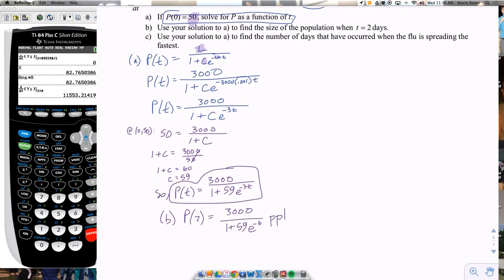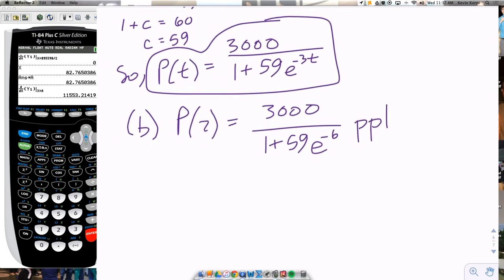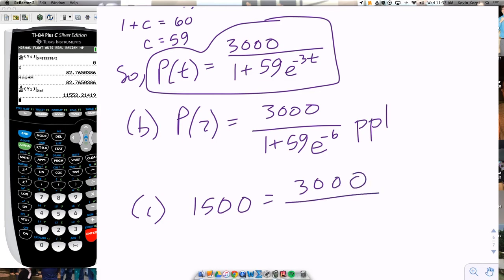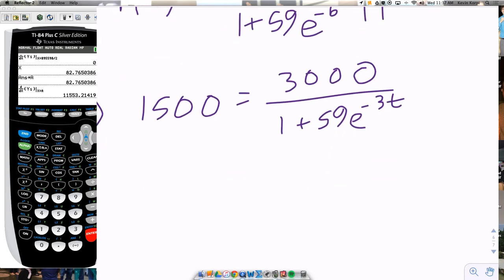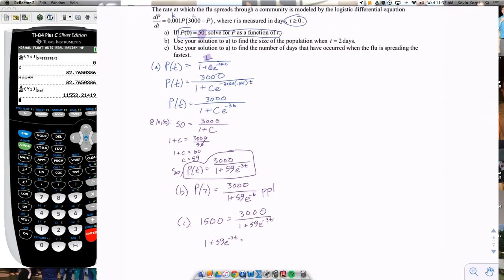Use your solution to find the number of days that have occurred when the flu is spreading the fastest. Okay, the flu is spreading the fastest when the population is what? Half of the carrying capacity, which is 1,500. So if you said 1,500 equal to your model, 3,000 over 1 plus 59 e to the negative 3t, could you just stop there and put units on it like we did up above? No, you actually have to solve. So we're going to do the same little trick here. I'm going to multiply both sides by 1 plus 59 e to the negative 3t, and I'm going to divide through by 1,500.